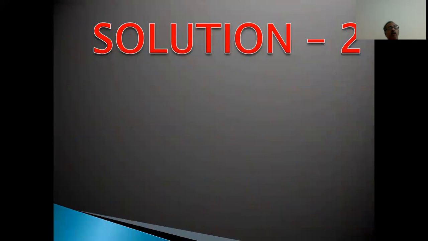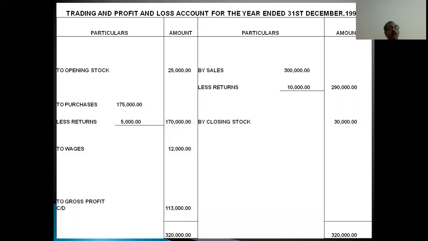Then we will see how to prepare the trading account and P&L account. You can see here, trading and profit and loss account for the year ended 31st December 1997. Particulars, amount, debit side and credit side. To opening stock, rupees 25,000. To purchases, inner column 1,75,000, less returns 5,000, so outer column 1,70,000. To wages 12,000. So these are the direct expenses.